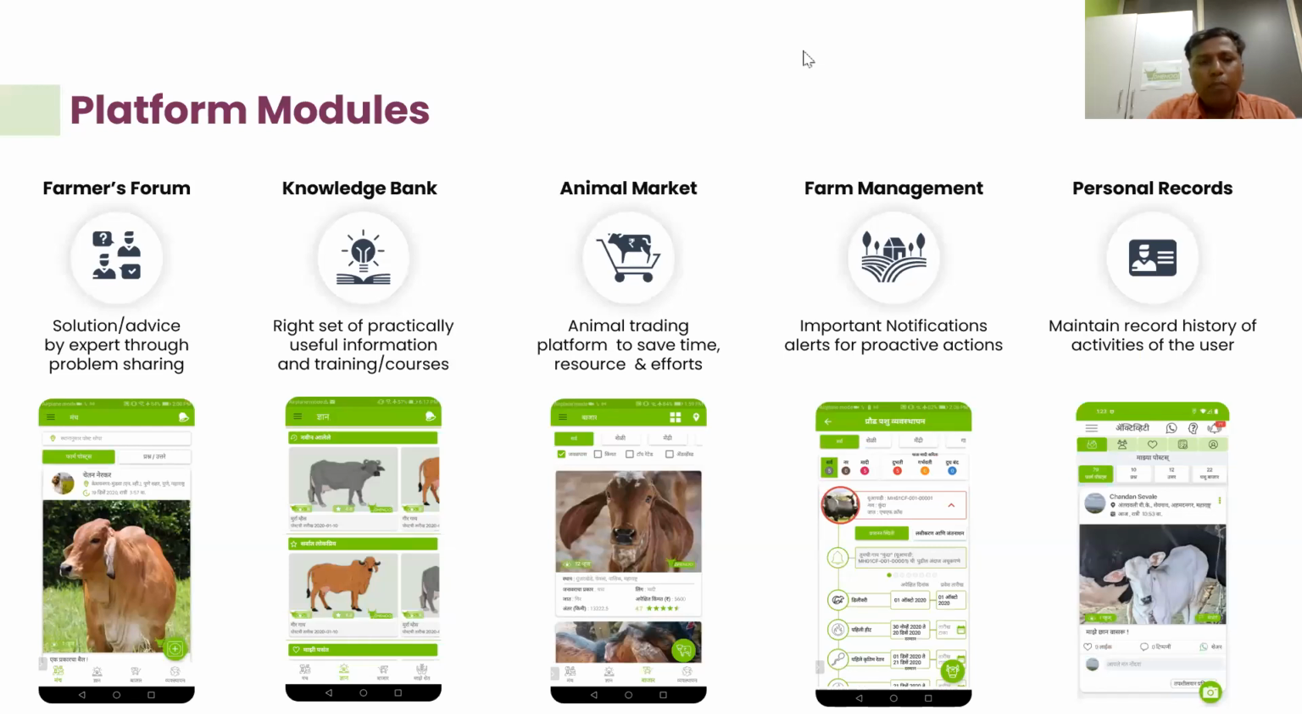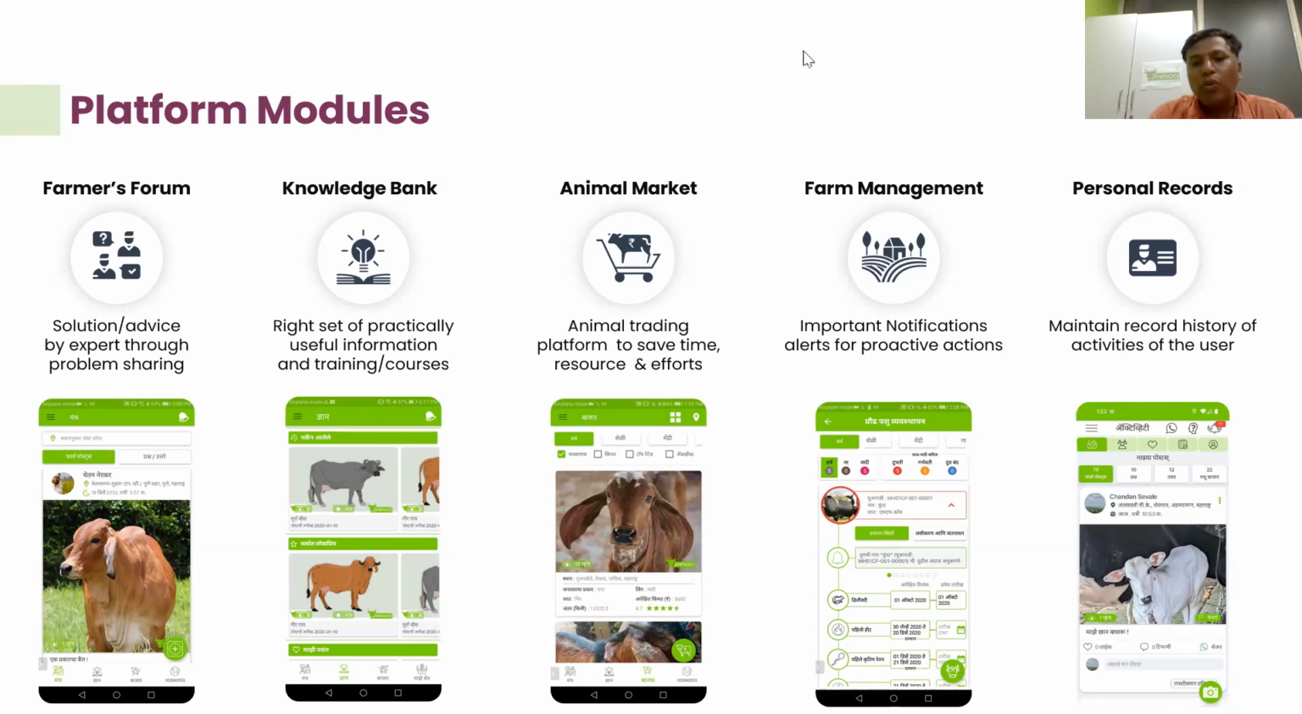The modules in the platform look like this. The first module is, of course, the farmers forum, where farmers can update each other about their activities, whatever is going on in their farms. The advice from the expert they can seek from the question answers section. There is a second module, which is called knowledge bank. The knowledge bank is all about the practical information that is useful, in written and audio video format.